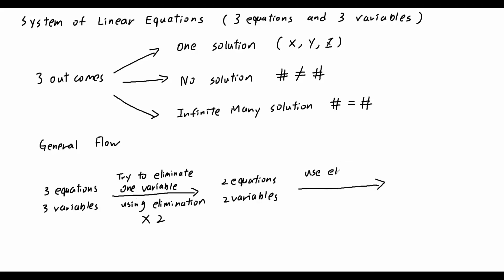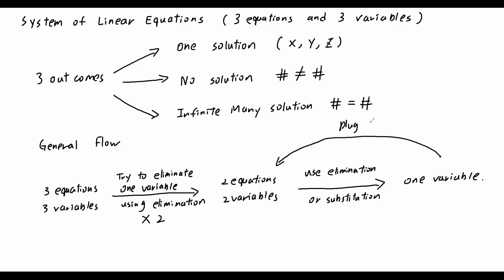Then we will use elimination or substitution again to eliminate one of the variables to obtain a solution of one variable at the end. Then we will use that variable to plug back into our previous equation that has 2 variables to solve for the other variable. And lastly, we will plug in those 2 variables that we got back into our very original equation. It could be any one of the 3 to obtain our very last variable. This is the general flow of solving a system of linear equations with 3 variables.